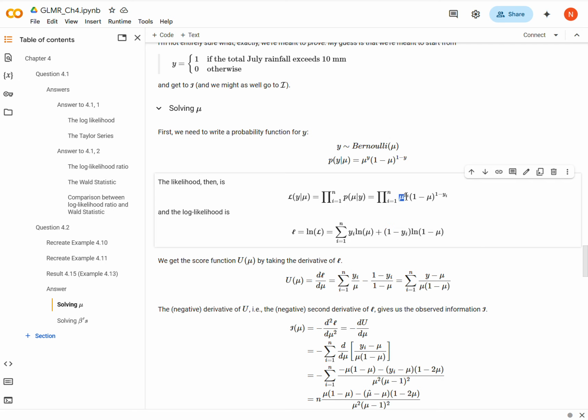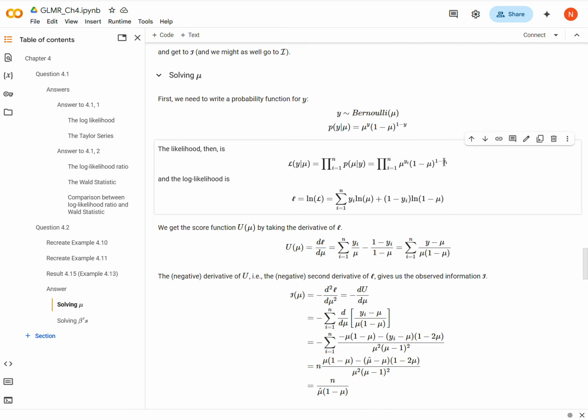So the log of mu to the y: the y just gets knocked out to the front, and then we have the log of mu. I'm using natural log. Similarly, 1 minus y gets knocked out front, and then we have the natural log of 1 minus mu. So there's our log likelihood.